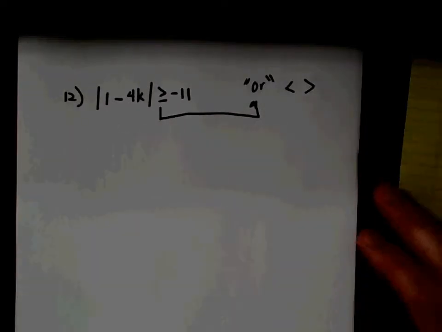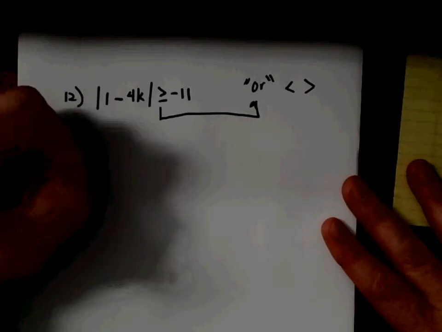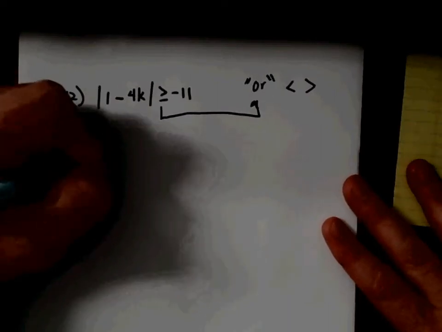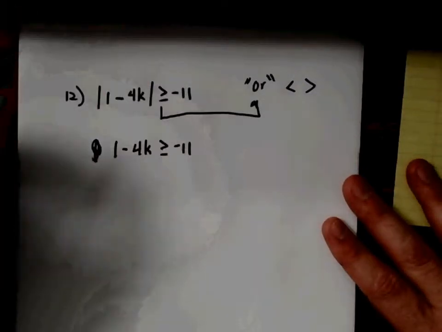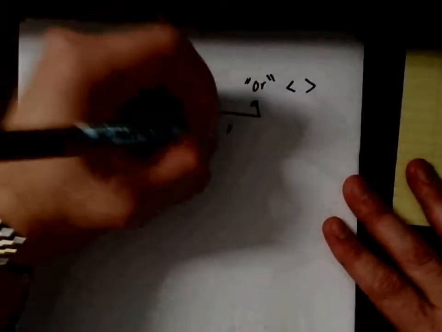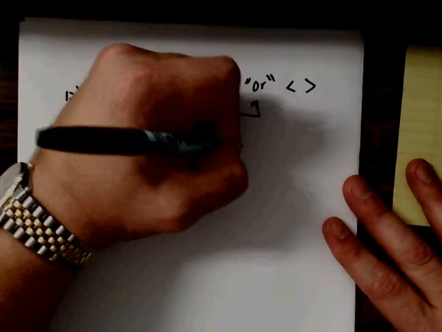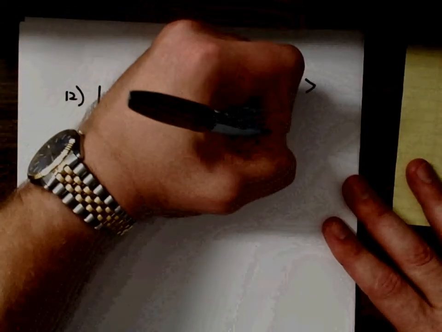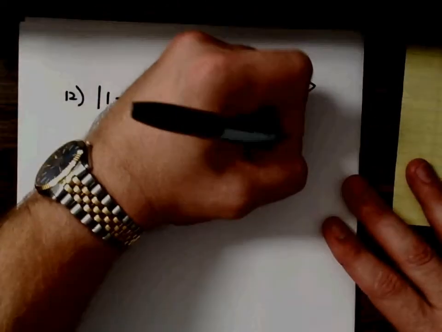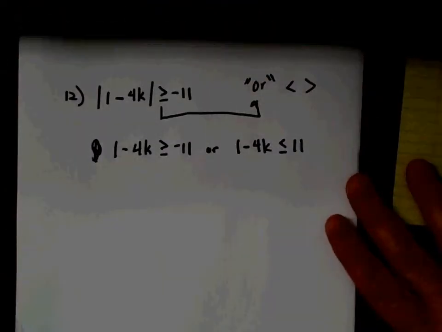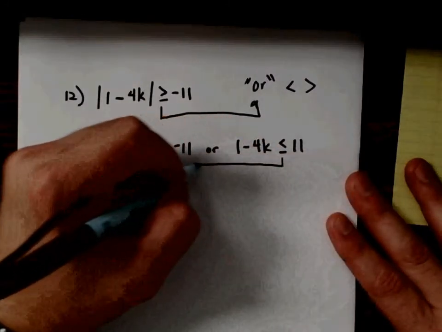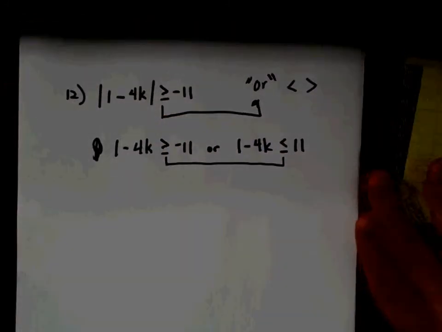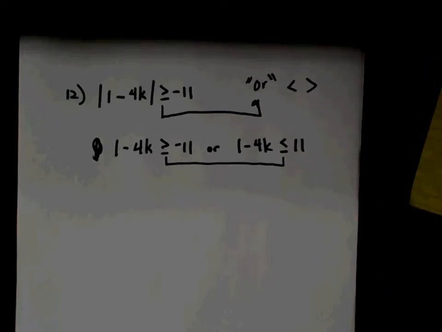Now that I can drop the signs, what allows me to drop the signs of the absolute value is the fact that I can write it into two problems. So I'm going to have 1 minus 4k greater than or equal to negative 11. And then I'm going to have my OR. 1 minus 4k less than or equal to positive 11. That's broken down into my two pieces. I have to flip the signs, because flipping the signs gives me my OR, and that means on my number line they're going to go in opposite directions.